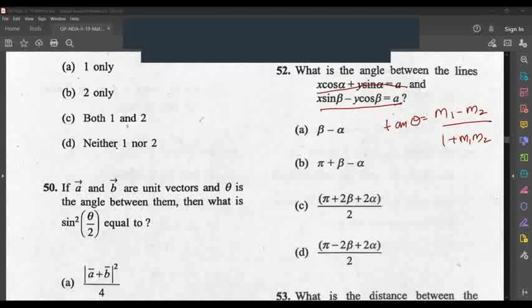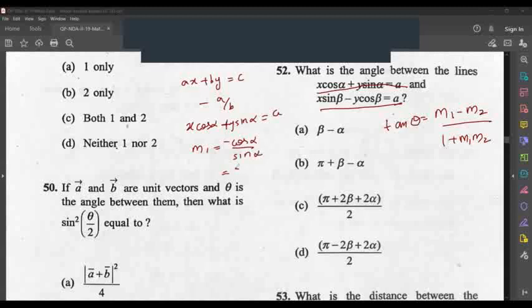Okay, so if we have ax plus by is equal to some c as the equation of a line, then how can we find the slope? Slope is minus a by b, isn't it? So here x cos alpha plus y sin alpha is equal to 8. What is m1? m1 is equal to minus cos alpha by sin alpha, so that is minus cot alpha.